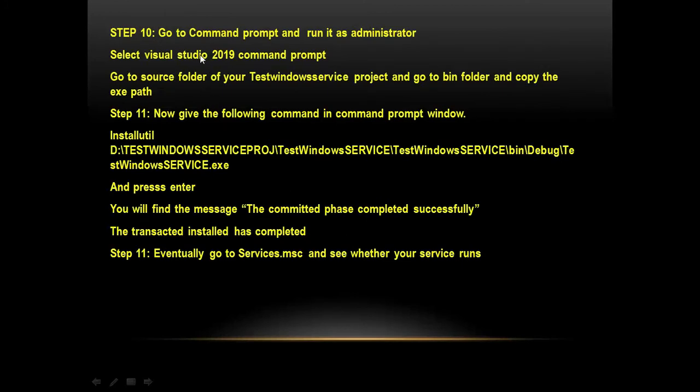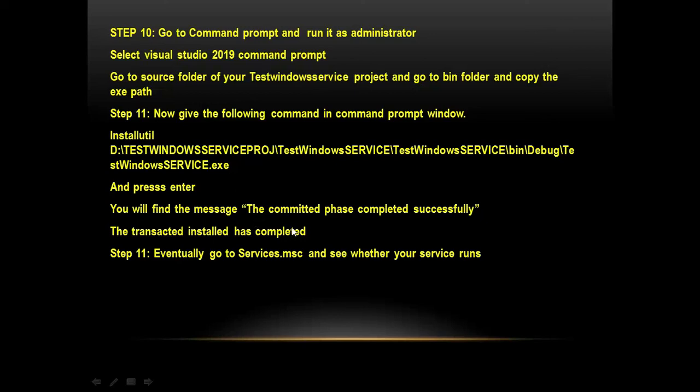Now in step 10, I will go to the command prompt and run it as administrator, select the Visual Studio 2019 command prompt, go to the source folder of the test Windows service project, go to the bin folder and copy the entire exe path. Now give the following command in the command prompt window. The command is installutil and D:\TestWindowsServiceProject\TestWindowsService\bin\debug\TestWindowsService.exe, and press enter.